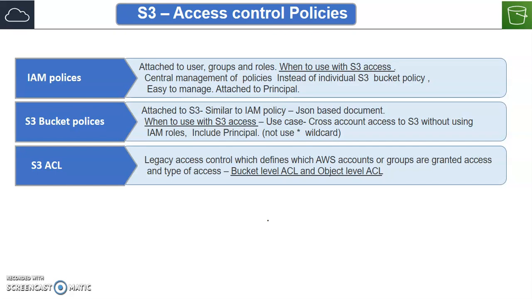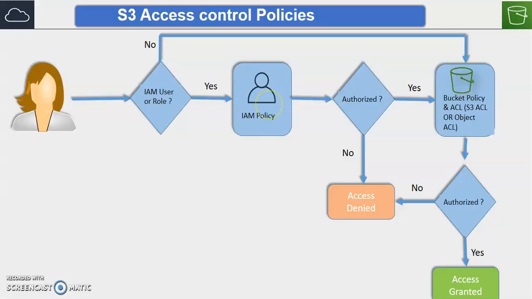And next we have S3 ACL. S3 ACL is a legacy access control which defines which access or what type of access is granted for which group or account. So in S3 ACL we have further subtypes like bucket level ACL and object level ACL. We can define on the bucket level who can access our bucket, and further on the object level who can access our object using S3 ACL. So we will do a demo also for the bucket policy and ACL, so then you will understand the difference between these types of policies to control access to your S3 bucket.